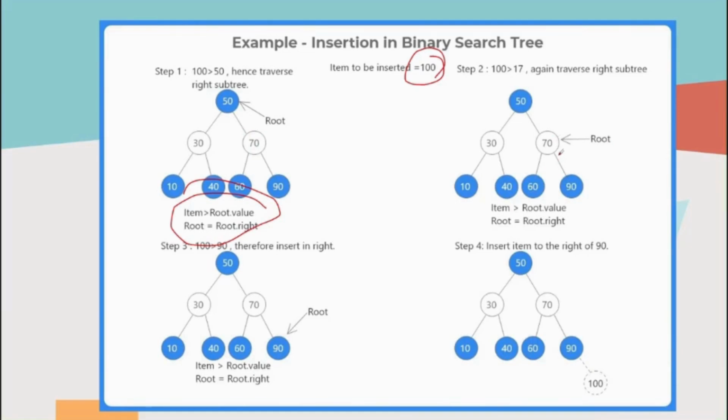Again the item, 100, is compared with 70. 100 is greater than 70, so the condition is satisfied. Again it will check the right side of 70. There is an element 90, so it will point to 90 as the root node, and the item is compared with it. Now root equals root.right, but there is no element on the right side, so 100 will be inserted on the right of 90. This is how the insertion takes place.